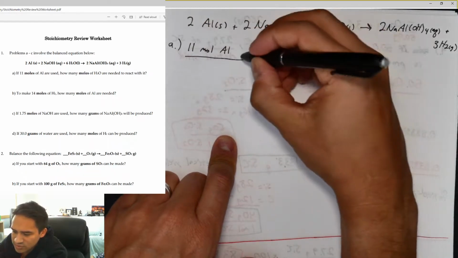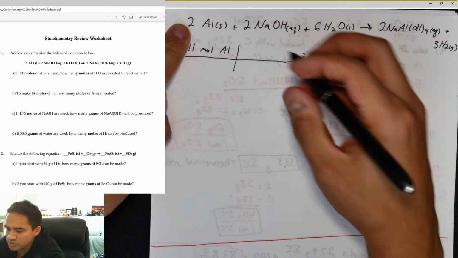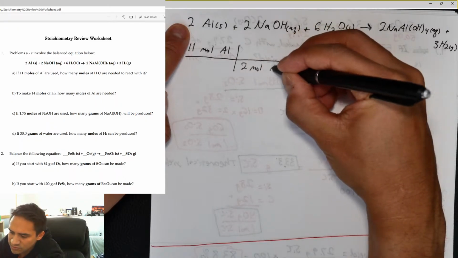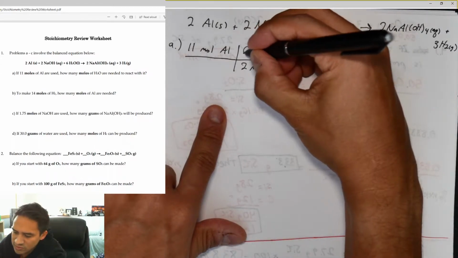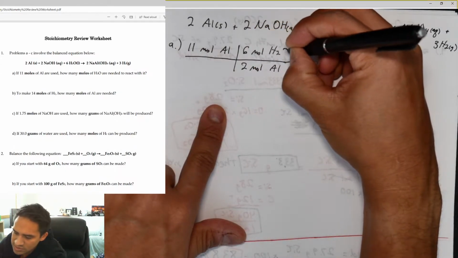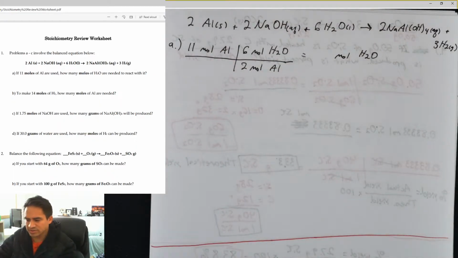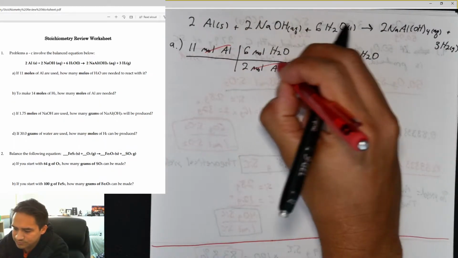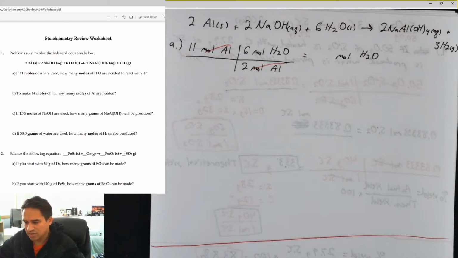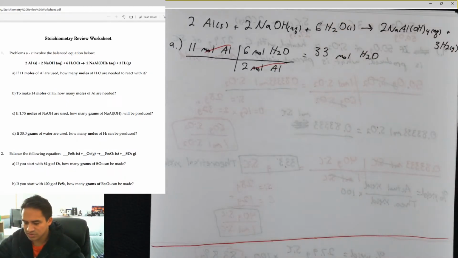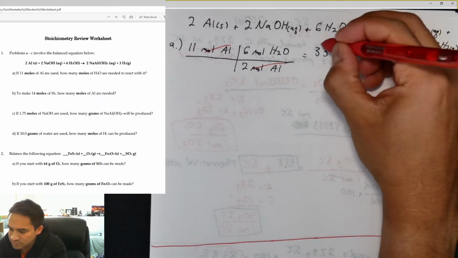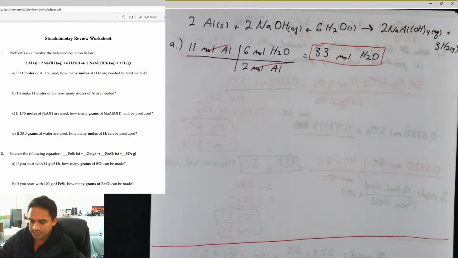So we're going to set up our conversion table like this. For every 2 moles of aluminum, we're going to put this on the bottom of our conversion because we're starting with moles of aluminum and we want that to cancel. And 6 moles of H2O is going to go on the top like this. That way moles of aluminum cancel and we get moles of H2O. Basically we're going to take 11, multiply by 6, divide by 2, or basically multiply by 3. And I get 33 moles of H2O needed. All right, problem A done.